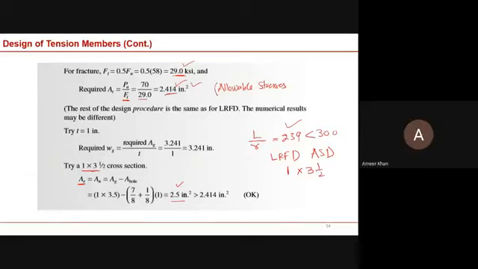Sir, it's clear, but the cross section we have selected, sir, it is quite impractical. Yes, this is for demonstration purposes. So if I want, you can repeat this problem. Repeat this problem.